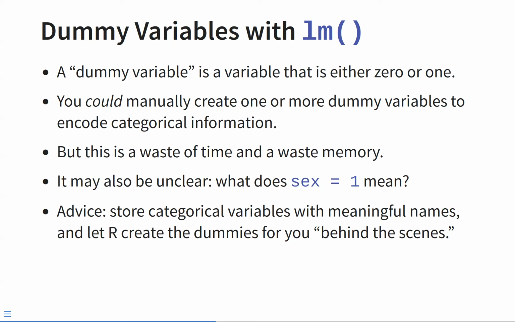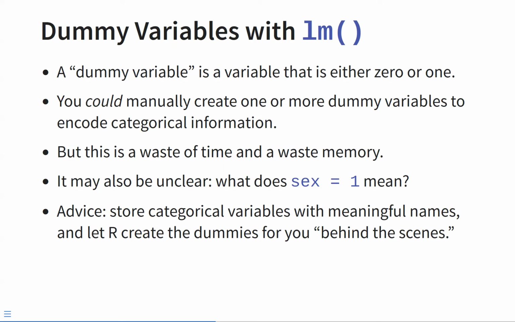Now we're going to talk about a special issue that comes up when we're trying to specify a linear regression model, and that is dummy variables. Dummy variables are variables that are either 0 or 1. They're sometimes called binary variables, and you could manually create dummy variables using dplyr and use them to encode categorical information. So if you wanted to encode, let's say, 3 or 4 different categories, you could have one dummy variable to be 1 if category 1, another to be 1 if category 2, another to be 1 if category 3, and then an omitted category.